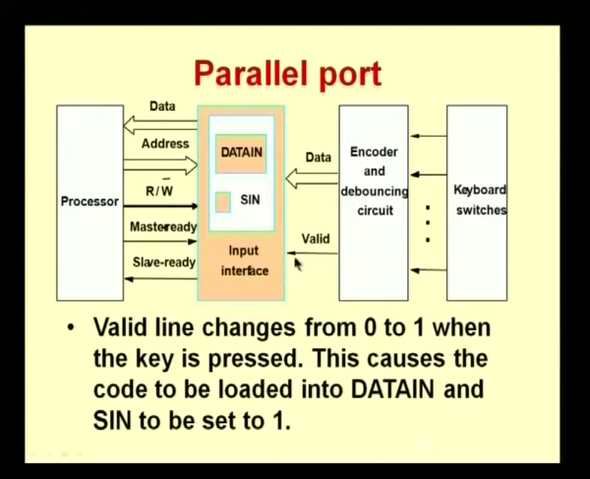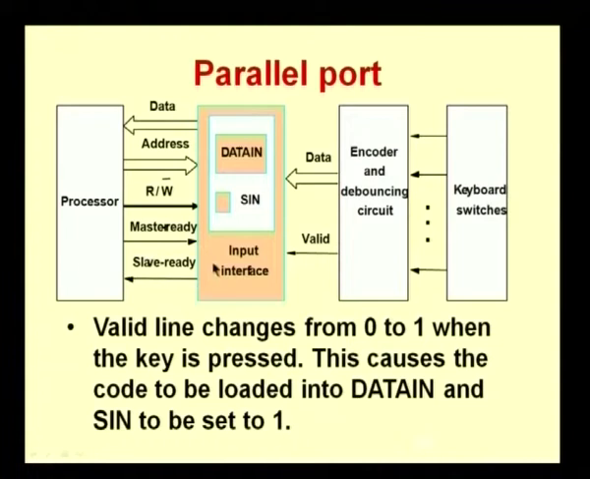Now, when this valid signal goes from 0 to 1, what happens inside the interface circuitry is that the data on these data lines will be loaded into the data in register. In the interface circuit here we have two blocks, one called SIN, which is a status that indicates whether there is valid data in the data in register. So, status in is a 1-bit signal, and then we have the register called the data in register, which is where the data actually will be stored. When the valid line changes from 0 to 1, the data available on these lines will be copied into the data in register and the status bit will be set to 1, indicating that there is some valid data available in the interface.